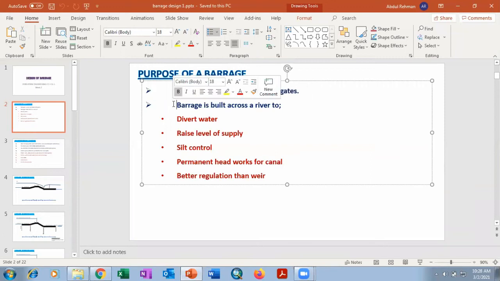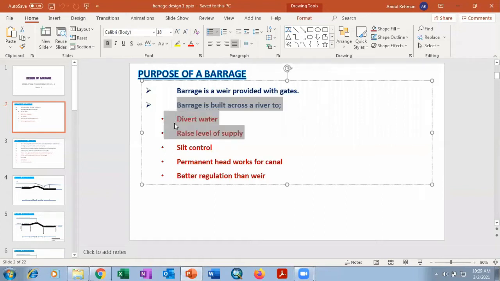The second point mentioned here is the purpose of a barrage. A barrage is built across a river to divert water and raise the supply of water. Barrages are constructed across rivers, and their major purpose is to divert river waters into canals. The second purpose mentioned here is to raise the level of supply.